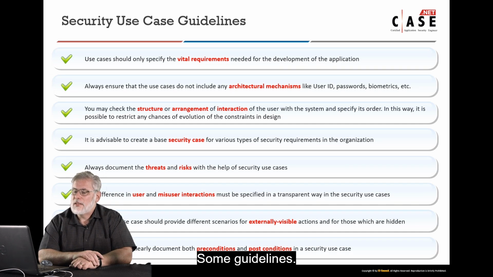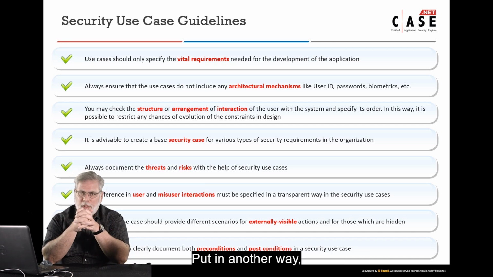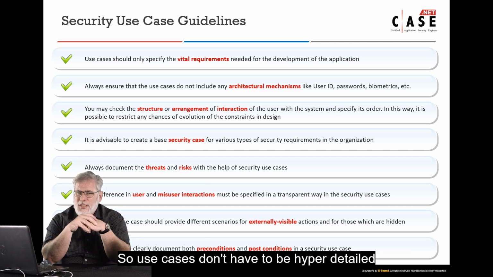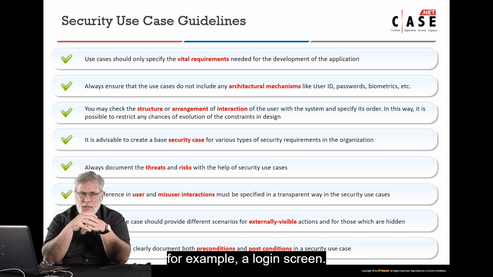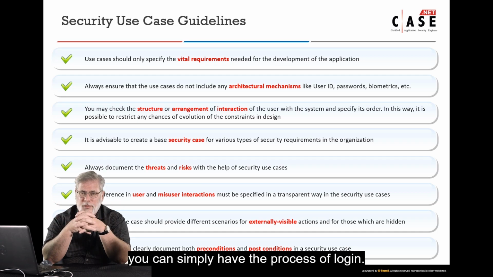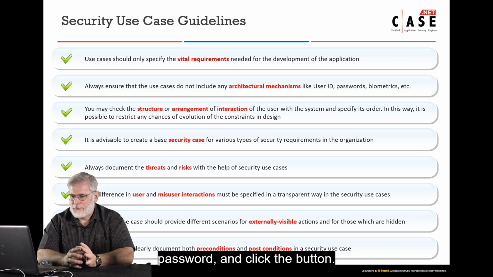Some guidelines. Use cases specify the vital requirements needed for development of the application. Put another way, we assume your programmers do know how to program. So use cases don't have to be hyper detailed, showing things that everyone would know. For example, a login screen. You don't have to define click the login button. You can simply have the process of login. Any developer knows that includes enter username, password, and click the button.